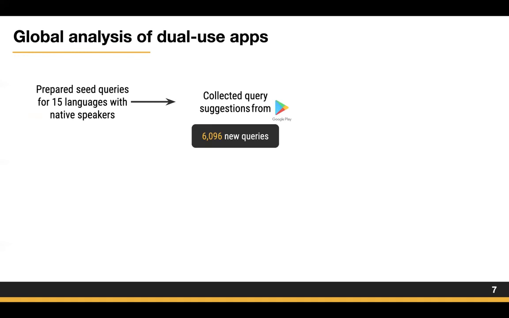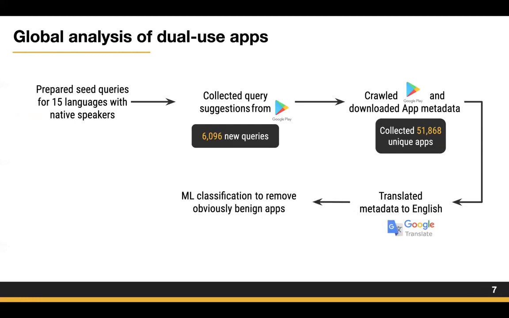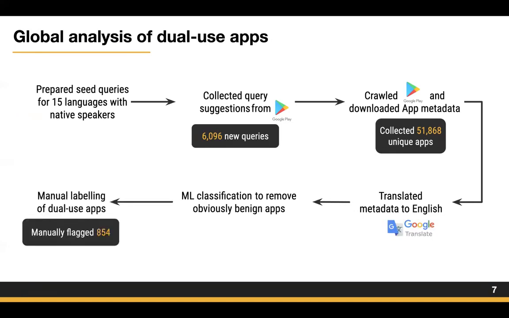Using the final set of queries, we crawled the store and collected apps for 47 days in 2020. We collected more than 50,000 unique apps in total. A lot of these apps were not in English, so we used Google Translate to translate the metadata of non-English apps. Then we applied a machine learning classifier to remove irrelevant apps. Finally, we manually labeled more than 3,000 apps and found 854 dual-use apps. We estimate that our dataset has around 4,000 dual-use apps.